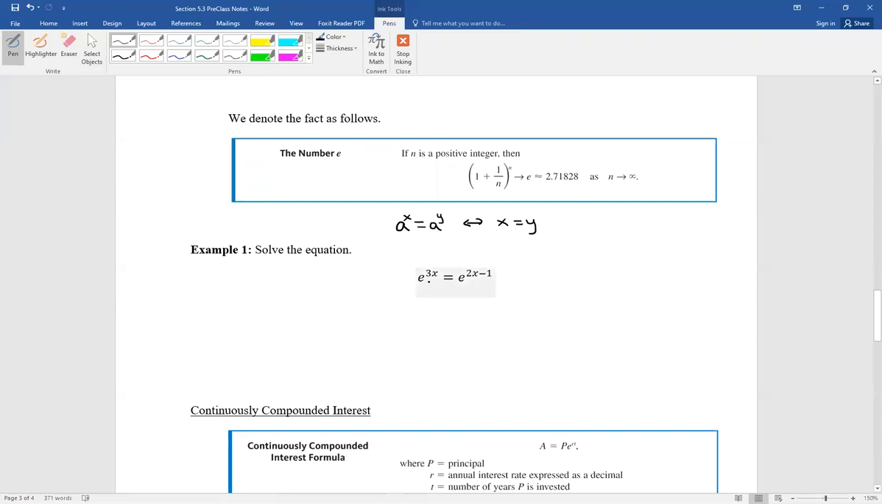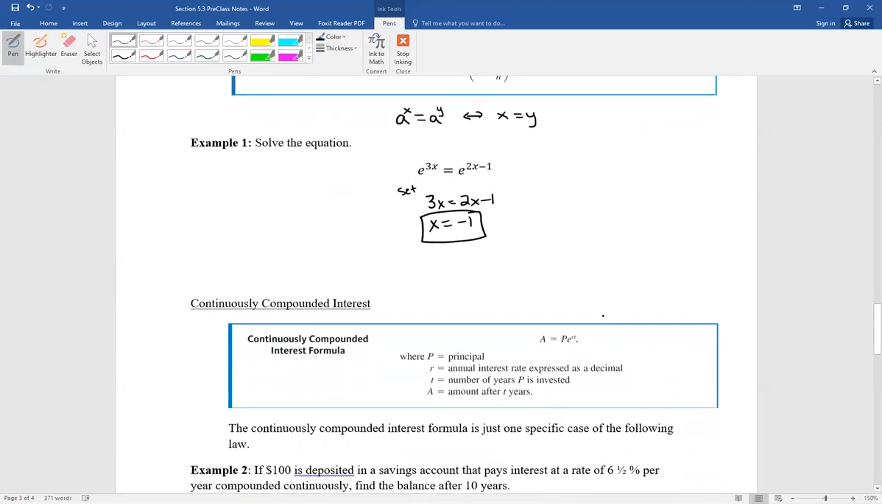So when we do this, notice base e is on each side and there's only one of them. So we're just setting 3x equals 2x minus 1. Subtract the 2x over and we get x equals -1. So same thing we were doing in section 5.2, it's just recognizing base e is not a variable, it's a number. e is a number, not a variable.